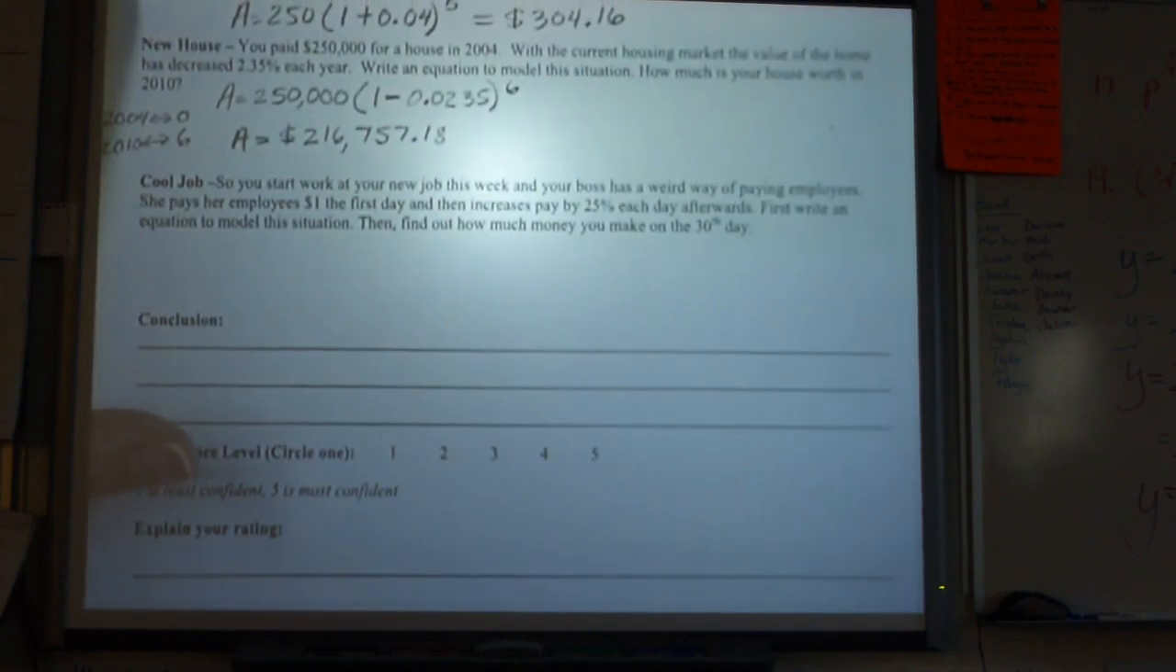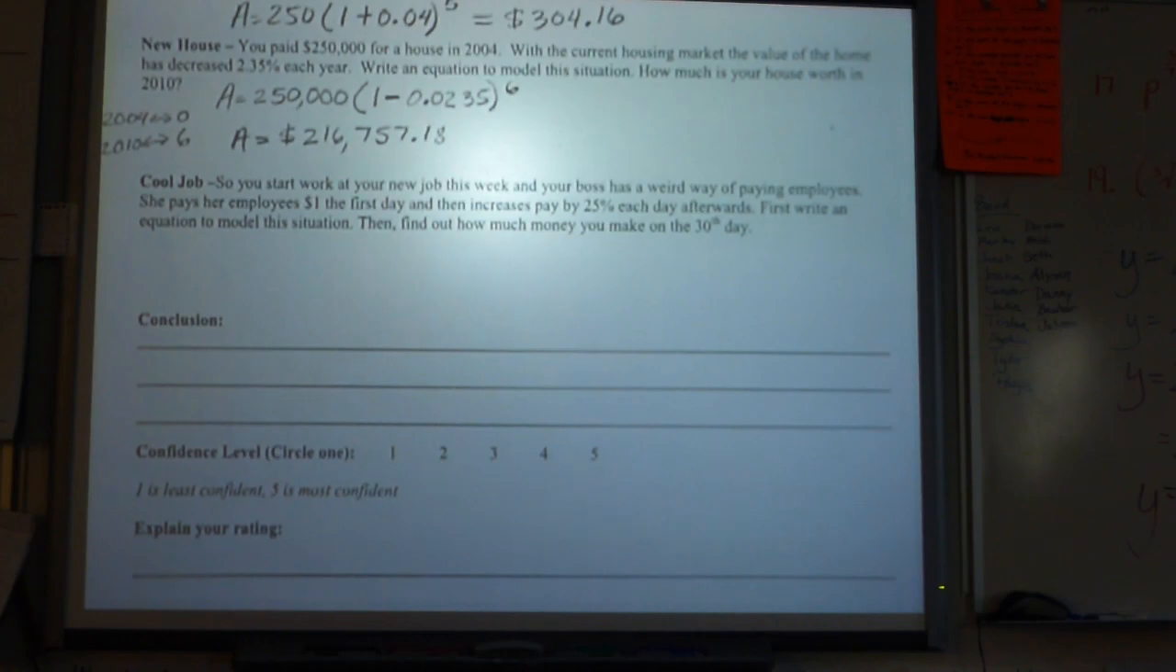So here's an interesting situation. You are working at a job, and your boss has an odd way of paying the employees. She pays her employee $1 for the first day, and then increases their pay by 25% each day afterward. First, write an equation to model the situation. Then find out how much money you will get paid for that 30th day of work. Okay, so the first day you made $1. How much do you make on day 30?